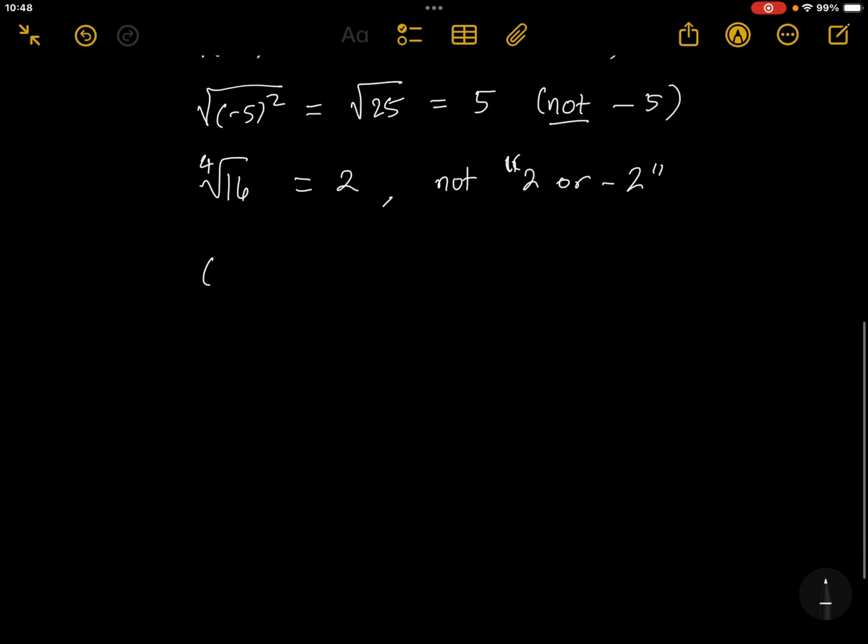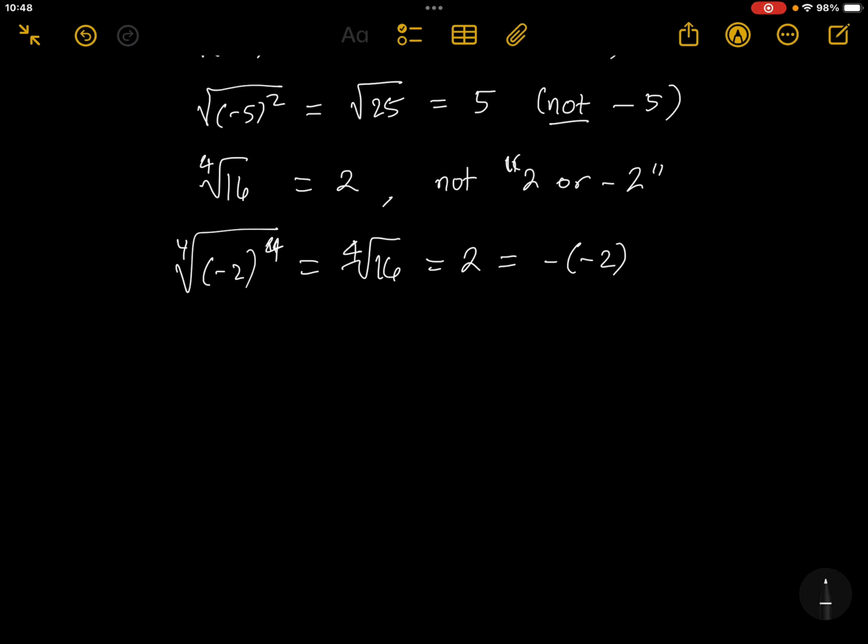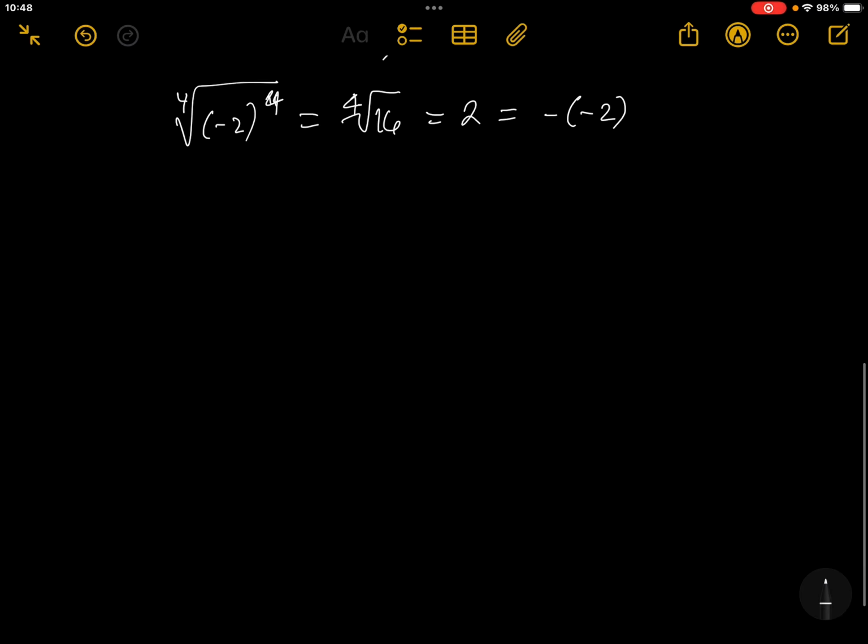So just to emphasize that, if you take negative 2, raise it to the fourth power, and then take the fourth root, that's going to be the fourth root of 16, which is 2. And if you want to write it as negative 1 times something, it's negative 2. This is only an issue when the root is even.